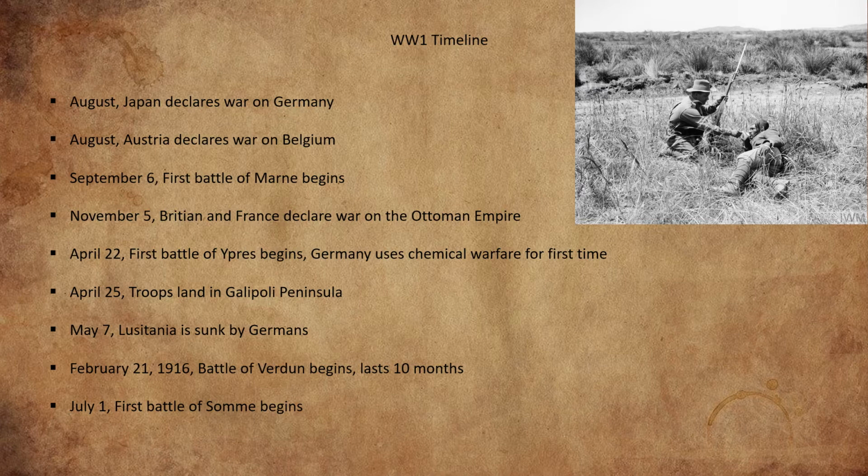On May 7th, the Lusitania is sunk by the Germans, which is a passenger ship that was sunk by a German submarine and killed 120 something Americans, which started the conflict between the Americans and the Germans and would, along with the Zimmermann Note, eventually lead the Americans to join the war efforts.